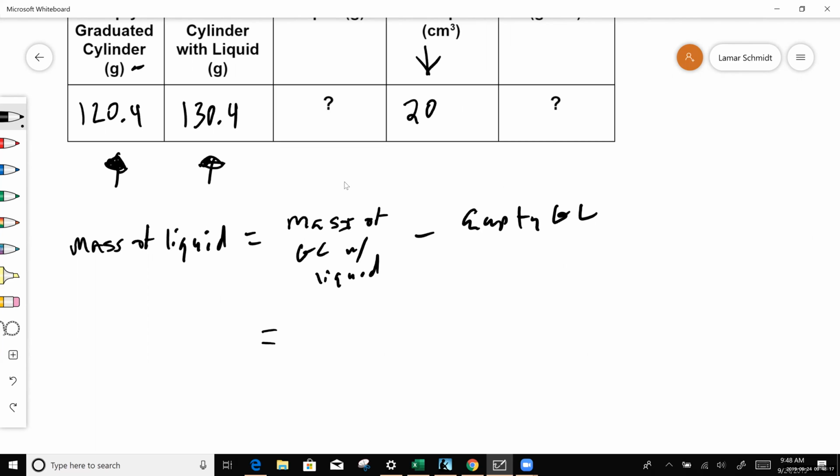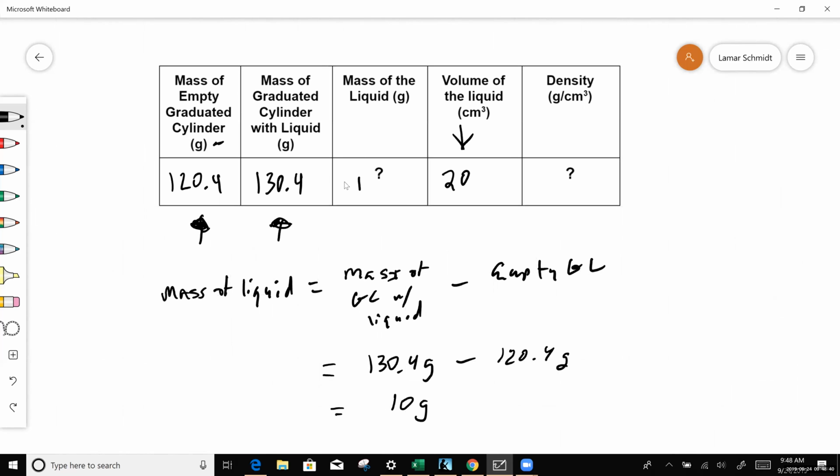Okay, so what's the mass of the graduated cylinder with the liquid? 130.4 grams. What's the mass of the empty graduated cylinder? 120.4 grams. What's the mass of the liquid? 10 grams. Do you see that? So that's an easy little scenario. Definitely will be on your test, 10 grams. And I don't have to put the unit in there because it's expressed right here. I could just say 10.